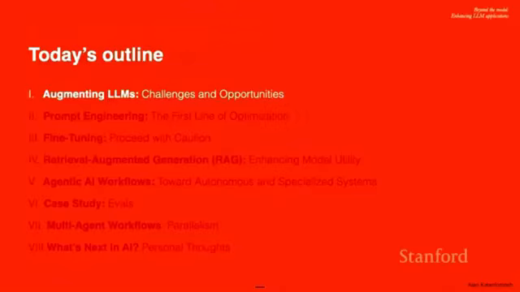When we look at the agenda, it is going to start with the core idea behind challenges and opportunities for augmenting LLMs. So we start from a base model. How do we maximize the performance of that base model? Then we'll dive deep into the first line of optimization, which is prompting methods, and we'll see a variety of them. Then we'll go slightly deeper.